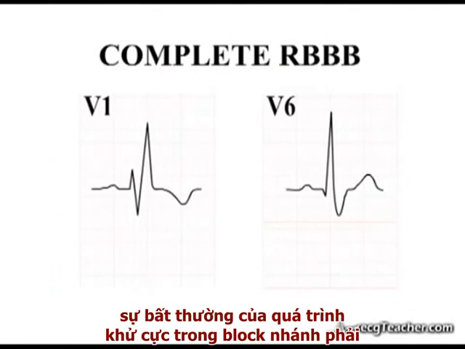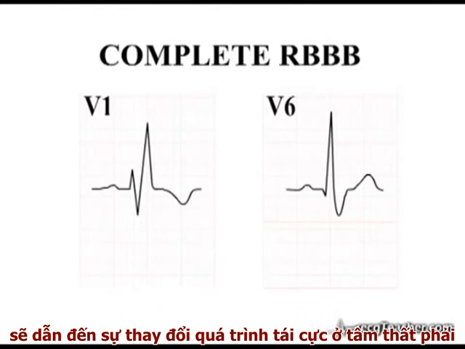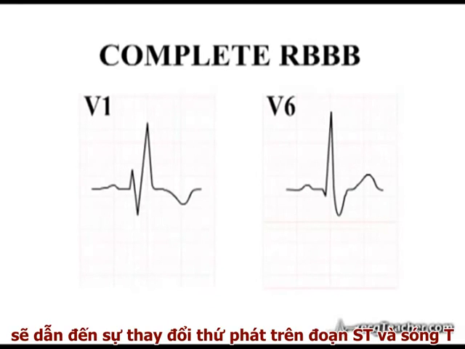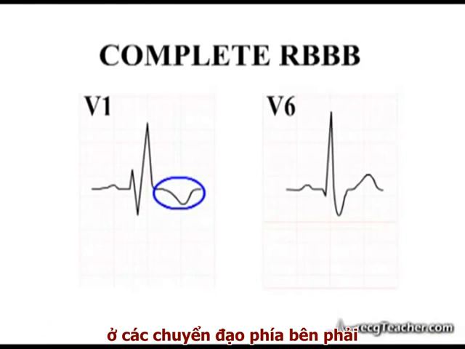Note also that the highly abnormal pattern of depolarization in right bundle branch block results in an altered pattern of repolarization in the right ventricle. Right bundle branch block is therefore associated with ST and T-wave abnormalities in the right-sided chest leads.